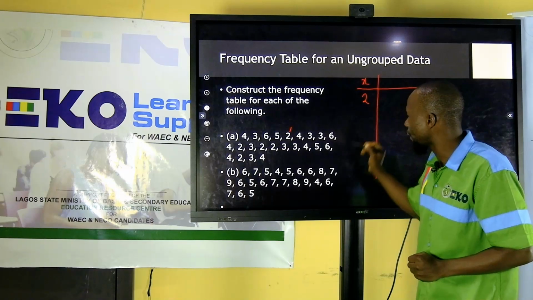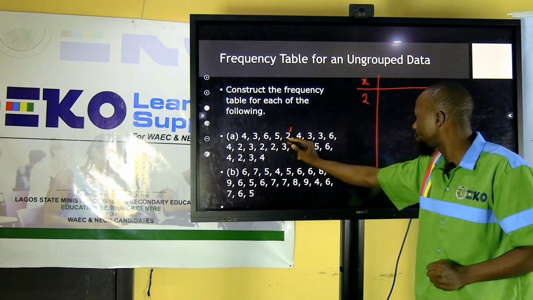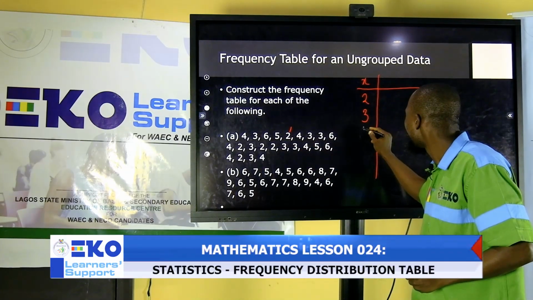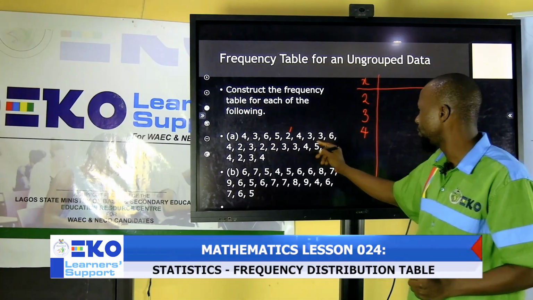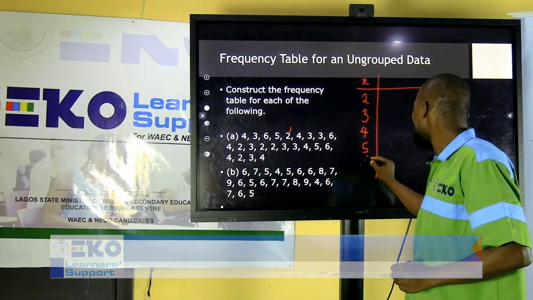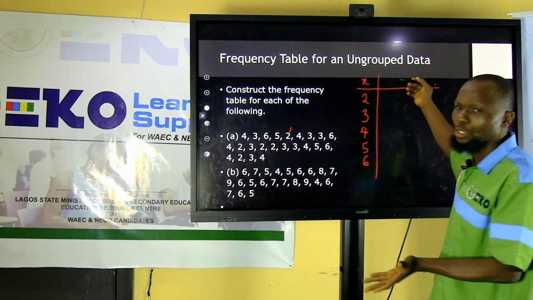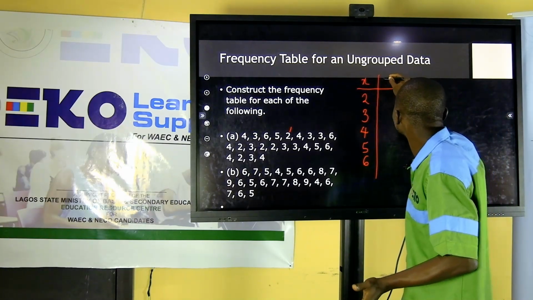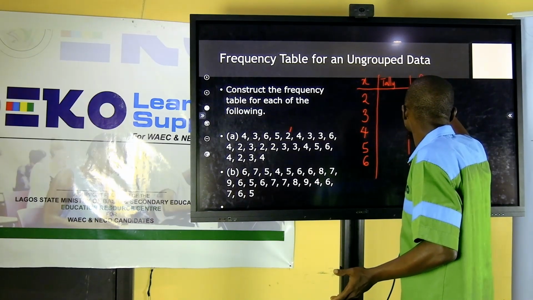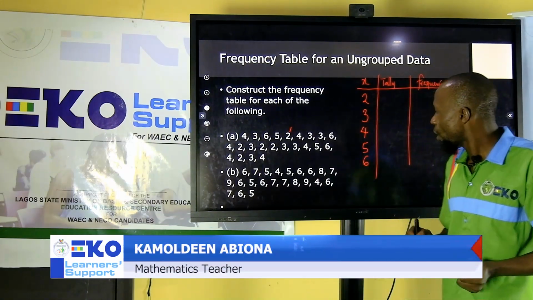Let the data be x. I have 2. Apart from 2, what other number do I have? Yes, I have 3. What other number? I have 4. Any other one? Do I have 5? Yes, 5 is there, and 6. Any other number? Okay, I think that's all. So the best way to do that, let's use tally first. Then we can convert that to our frequency.